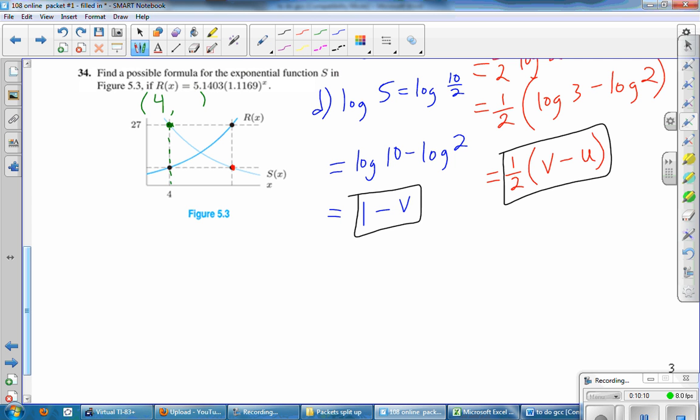Looks like the y coordinate is also given. It's right over here. It's 27. Super. Okay, now let's take a look at red.